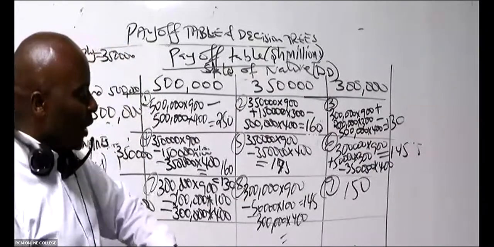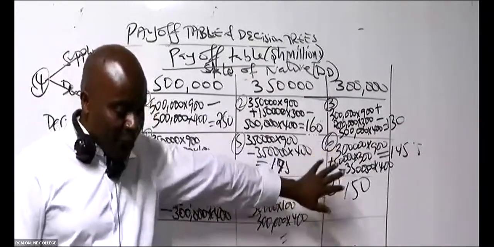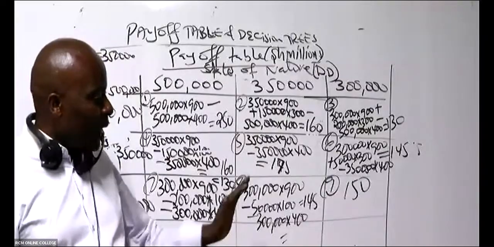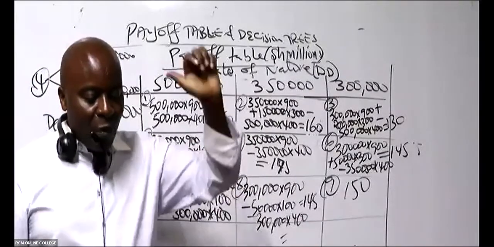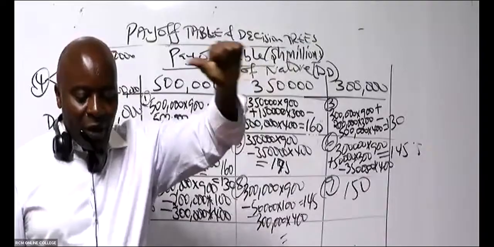Aya, kwanza hebu to settle kwanza on number 9 before tuende back on number 6. Let's settle on number 9 kwanza. Is number 9 150 correct? Everybody?